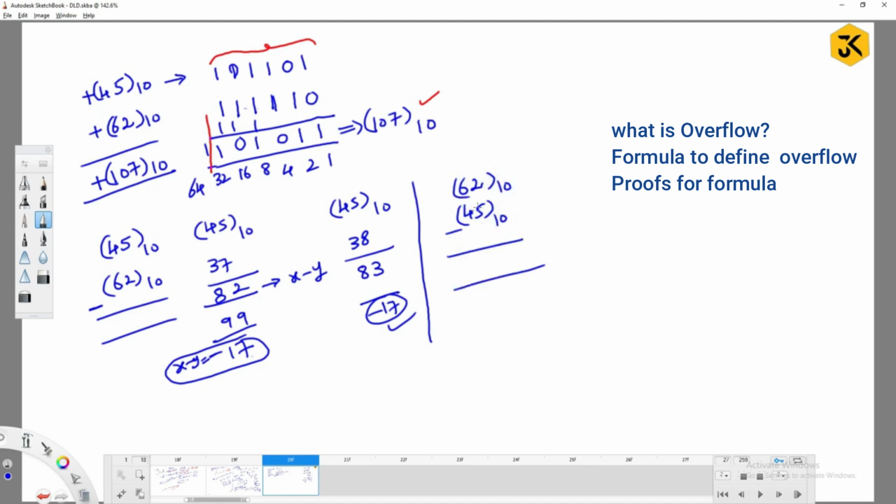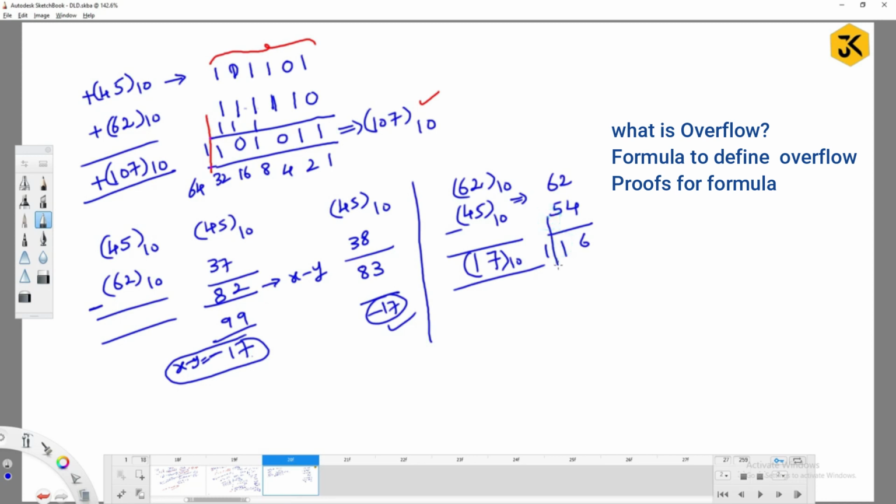Again, you need to have the value 127, and you need to have the positive 17. How are we going to do that? The base 10 complement of 45 is 54, and you are going to add 6 to that. You are going to get 116.